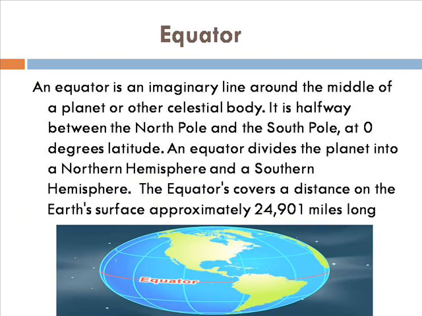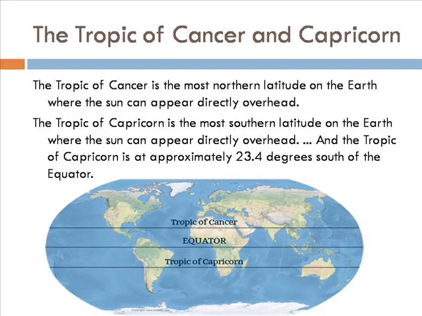What is an equator? An equator is an imaginary line around the middle of a planet or other celestial body. It is halfway between the North Pole and the South Pole and at 0 degree latitude. An equator divides the planet into a northern hemisphere and a southern hemisphere. The equator covers a distance on the Earth's surface approximately 24,901 miles long.